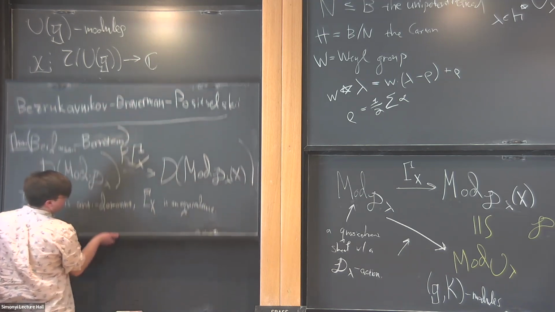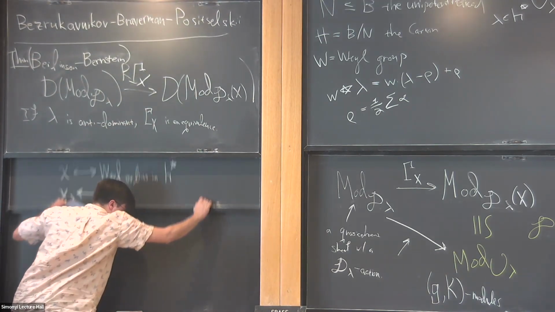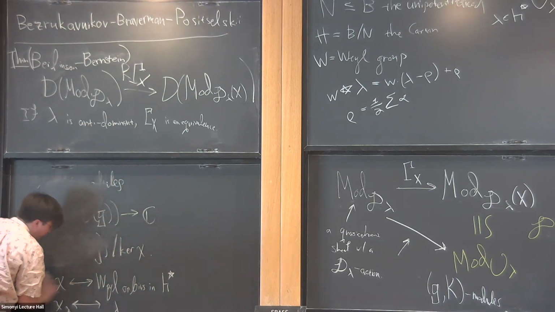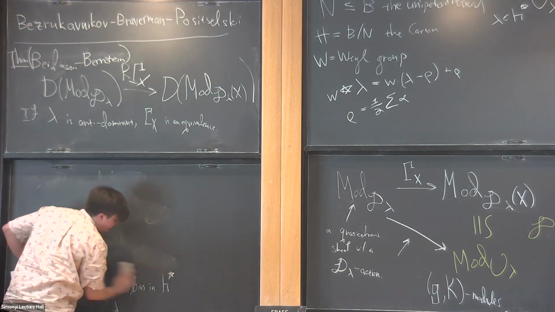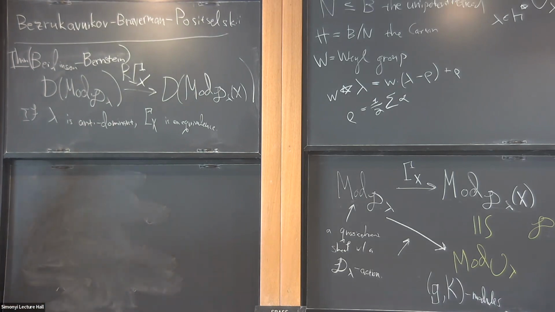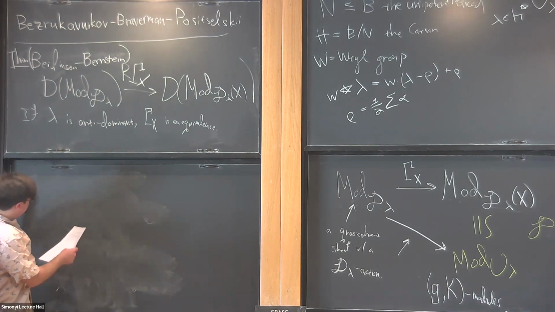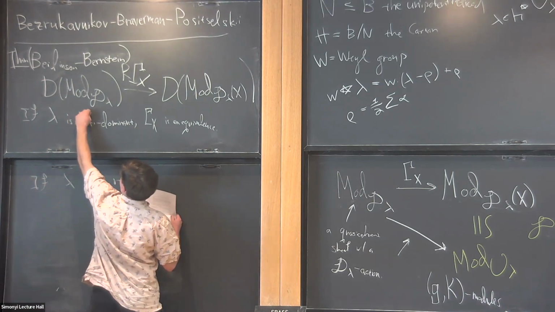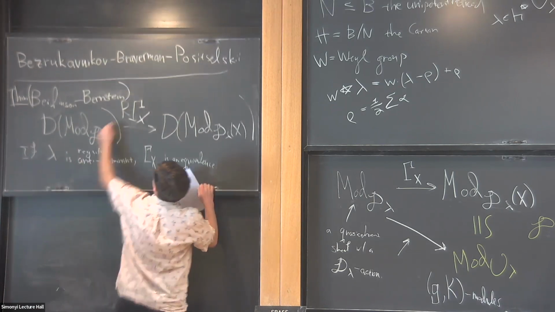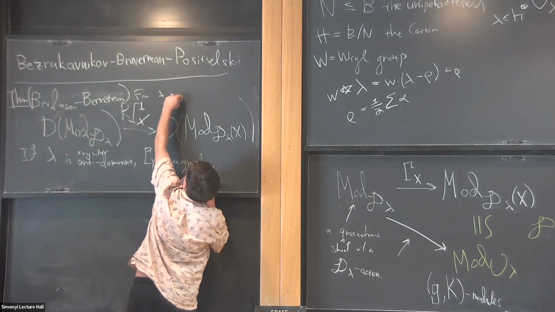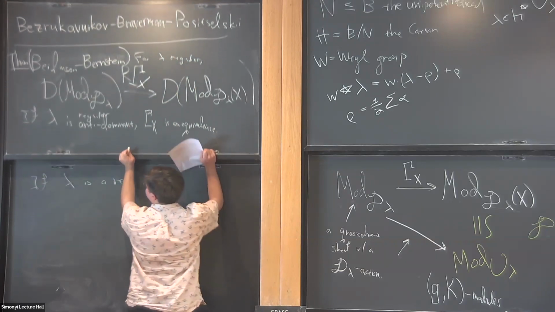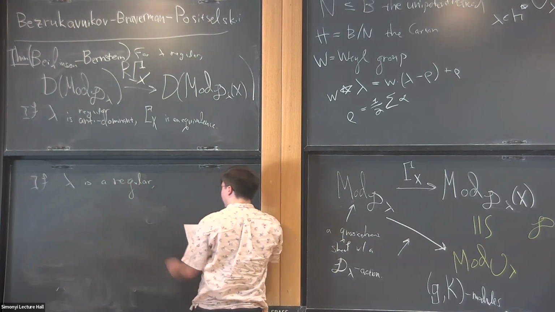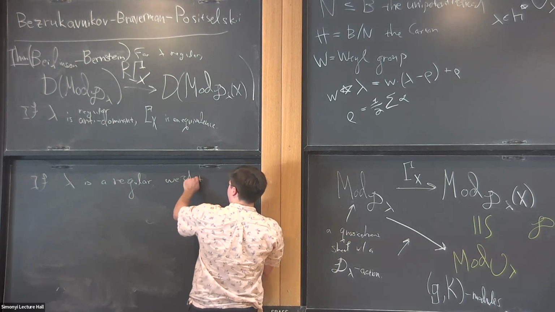So let me see. We saw that line bundle L lambda earlier. Borel-Weil-Bott is a theorem which computes the cohomology of that line bundle. For lambda regular, you get an equivalence of derived categories, and for lambda regular anti-dominant, you get an equivalence of abelian categories. Borel-Weil-Bott says if lambda is a regular weight, the cohomology of X with coefficients in L lambda is 0, except in one degree.